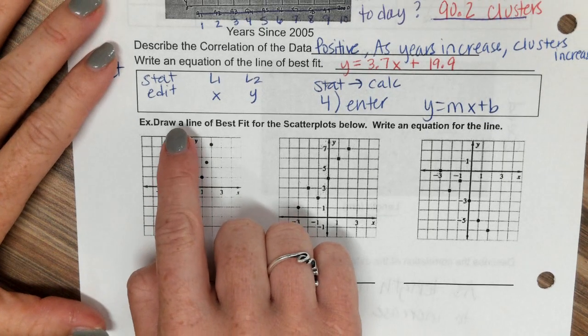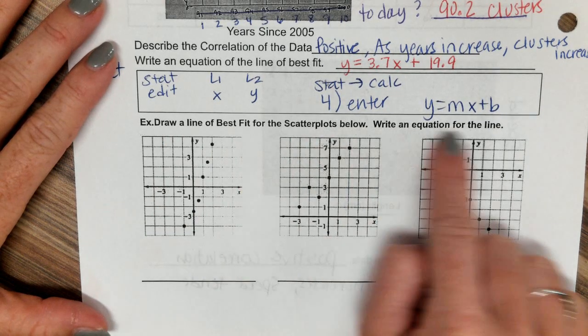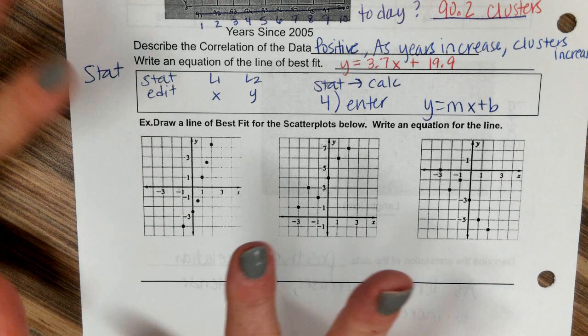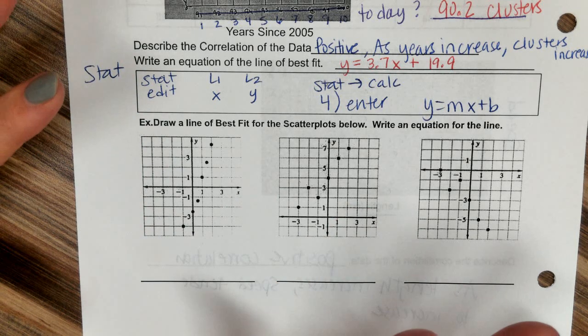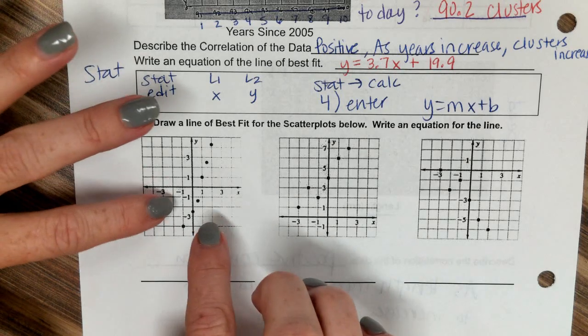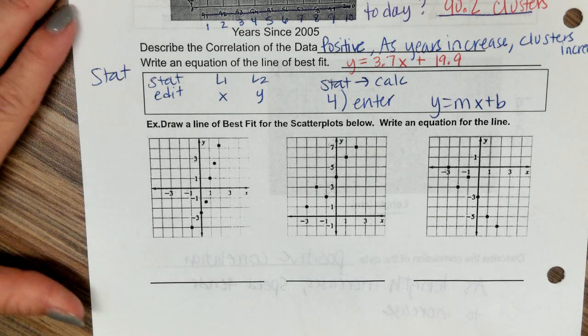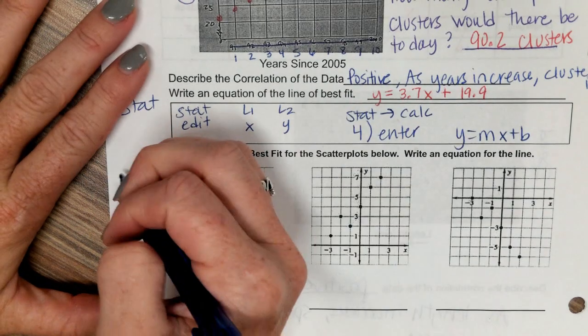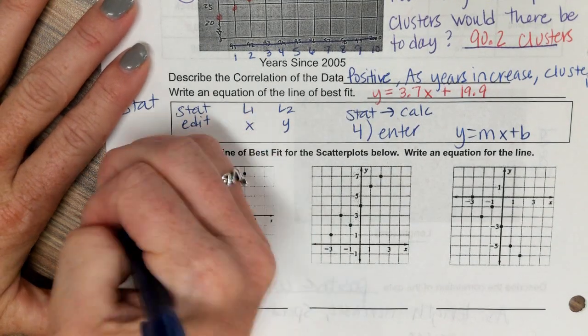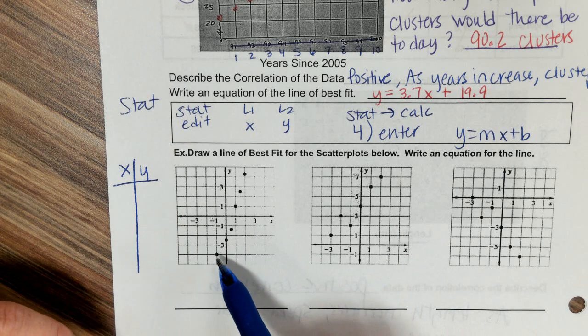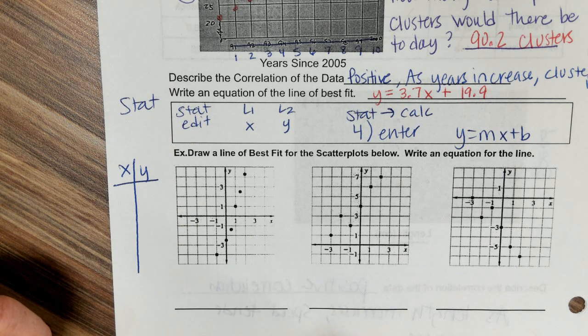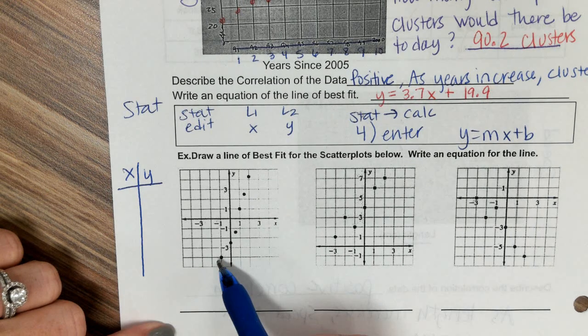They want you to draw a line of best fit and write an equation for the line. We're going to write the equation first, and then draw a line of best fit, okay? What do we need to make an equation? We need the coordinates, right? So we're going to make a little table over here, and we're going to have to do our best job to write these coordinates down. Every single coordinate, okay? So let's start at the bottom.